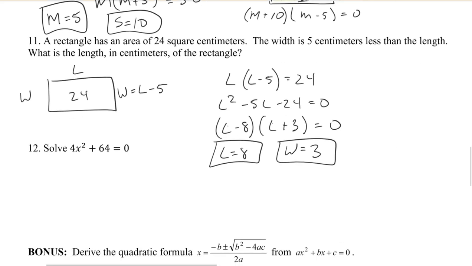Solve this. 4x squared equals negative 64, divided by 4. x squared equals negative, what's that, 14? No, 20, or 16, sorry. Square root, so x equals 4i.